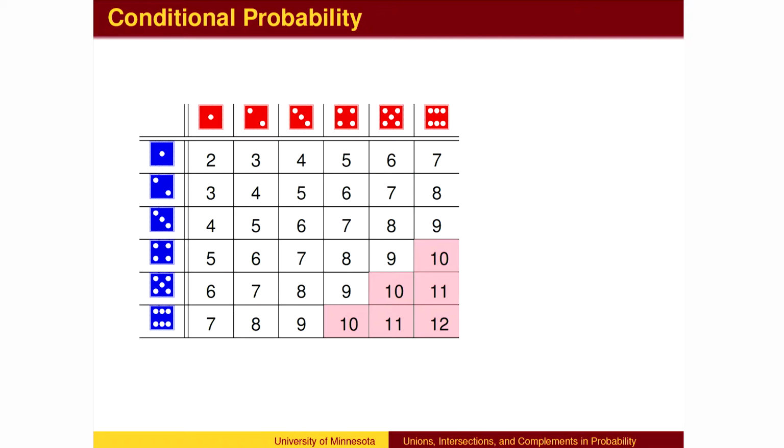Here's another look at the last example. The probability of getting a total of at least 10 when rolling 2 dice is 6 out of 36. Once we learn that the blue die landed 6, we only have 6 remaining possibilities, 3 of which give a total of at least 10.